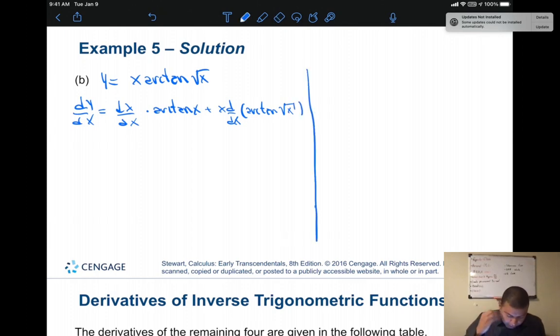So we're in trouble now. This is easy. This is 1 times the arctangent x. This is easy. One reason why people don't like to write arctangent, they prefer to write tangent to the negative 1, is because it diminishes the amount of writing you have to do.